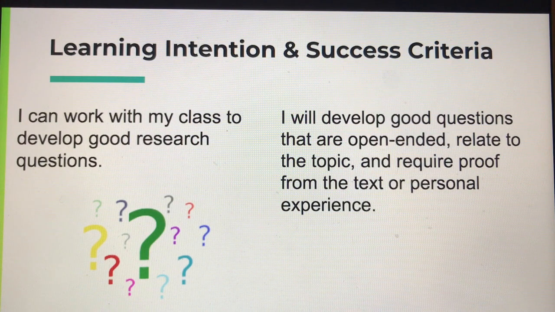So if we pick an animal, then the questions have to be about that animal and require proof from the text or personal experience. What that means is that whatever answer we get to our question, we have to be able to get it from a book. Or we might already know something about that animal.